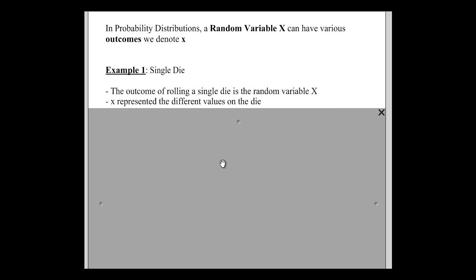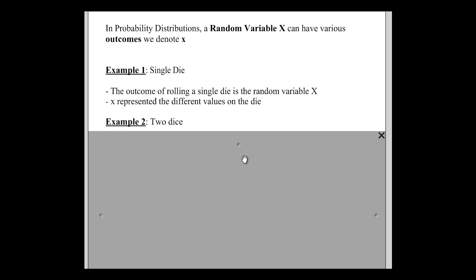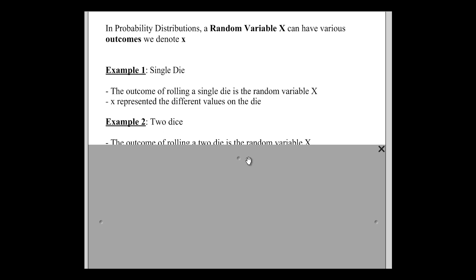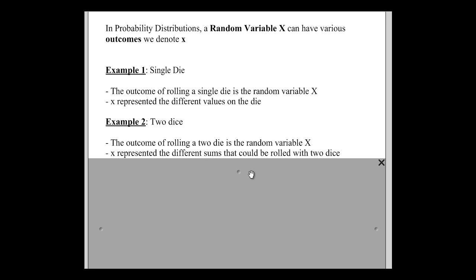So you got a single die. The outcome of rolling the single die, that's the random variable X, okay, capital X. And each event, 1, 2, 3, 4, 5, 6, would be represented by lowercase x. Go back to example 2 with 2 dice. What's the random variable here? Okay, and what's lowercase x, the outcomes? Well, the outcome of rolling 2 dice would be the random variable. That's the random thing that's happening. You roll 2 dice. Okay, x represents the different sums that could be rolled. So x could be a sum of 2, 3, 4, all the way to 12.